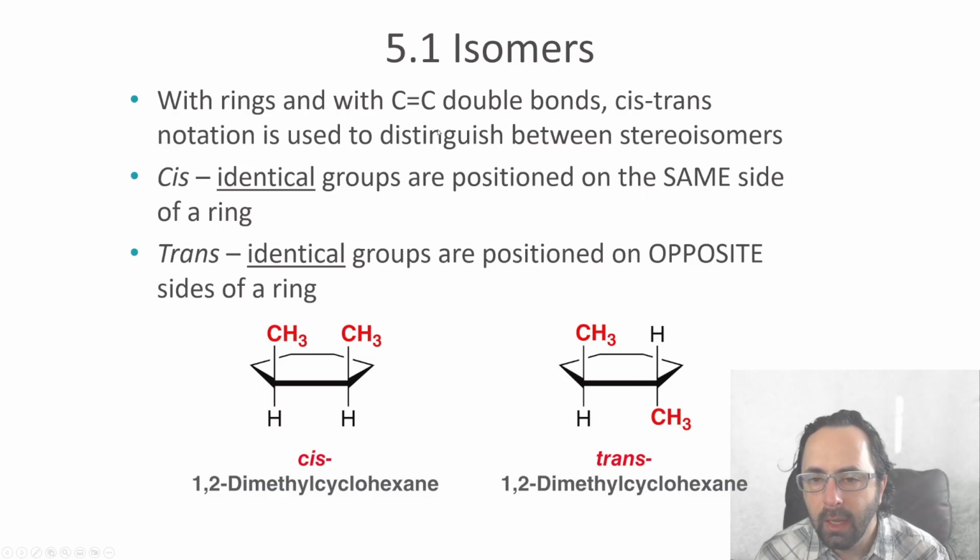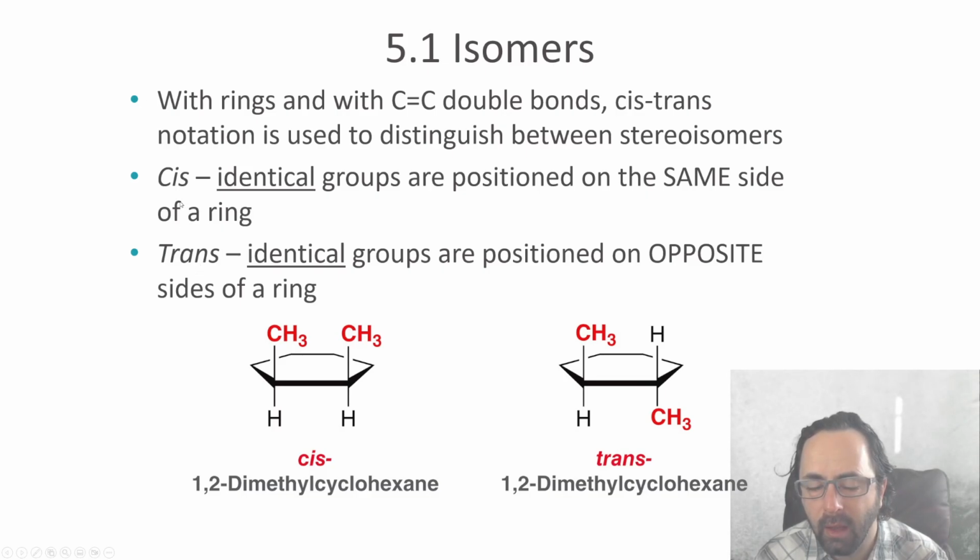Now, when it comes to rings and carbon-carbon double bonds, because there's a ring or carbon-carbon double bond, the single bonds are unable to rotate. So this leads to the potential for stereoisomers. And one type of stereoisomer is what's called the cis-trans stereoisomer.